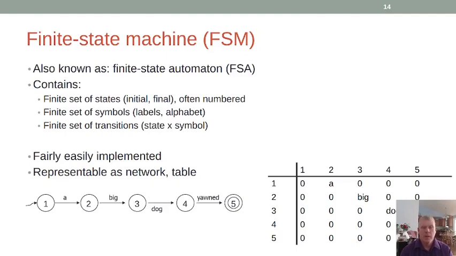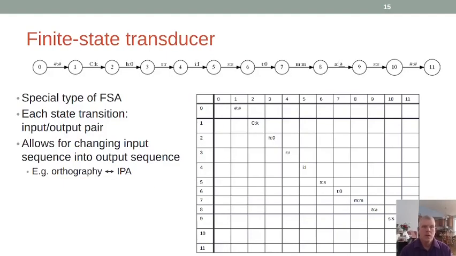So they're fairly easy to implement, and they represent a network. You can represent them as a table on the bottom right of this screen. So to go from state 1 to state 2, you pass through A, and you can go from state 2 to state 3 by going through big, dog, yawned. So this can be represented in a table as well, like this, from one state to the next. So that's just a quick rundown of a finite state machine. Let's take a look at it some more.